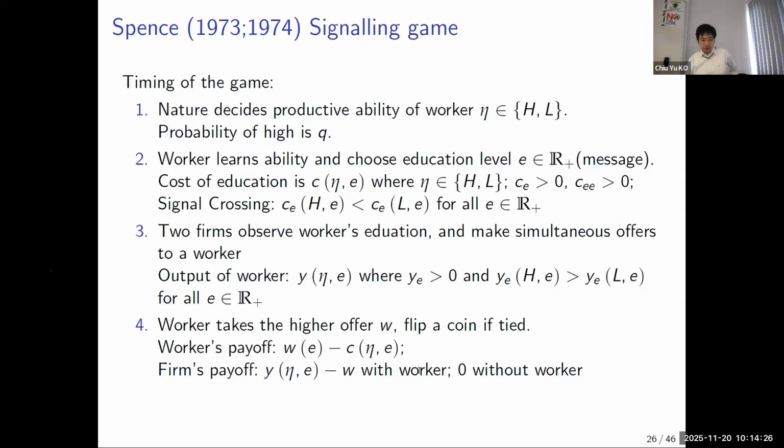And here, as we said, because of the two firms competing for the worker, the worker gets his wage minus the cost of education, and the firm gets his output minus the wage. Because of Bertrand competition, the wage will be equal to the output.